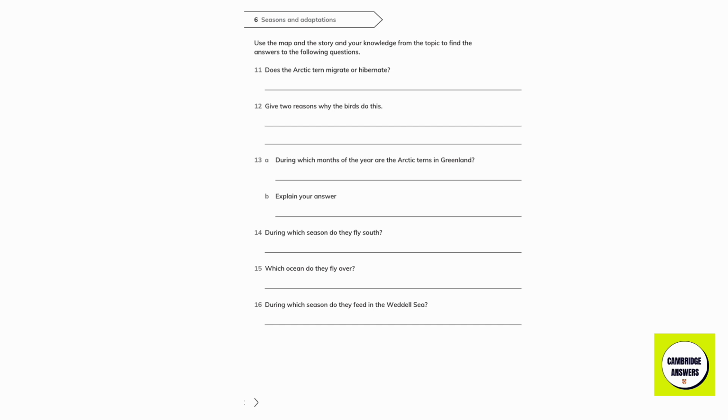Use the map and the story and your knowledge from the topic to find the answers to the following questions. Does the Arctic tern migrate or hibernate? Migrate. Give 2 reasons why the birds do this. They migrate to have chicks and to feed. During which months of the year are the Arctic terns in Greenland? June, July, and August. Explain your answer. This is summer in Greenland.